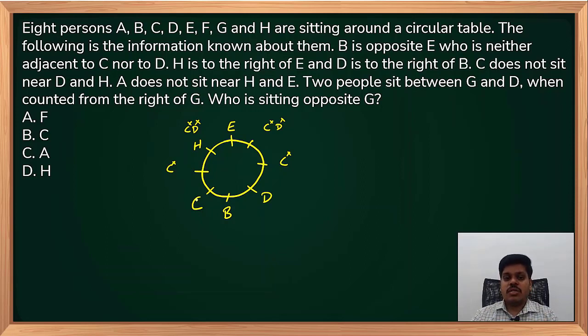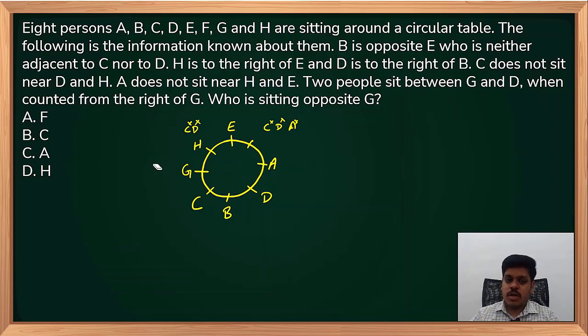Then A does not sit near H and E. So A cannot be here and also A cannot be here. So A can be in this position only. Then 2 people sit between G and D, when counted from the right of G. So this position is vacant, and if we place G here, towards the right 2 positions are there between G and D. So it's satisfied.